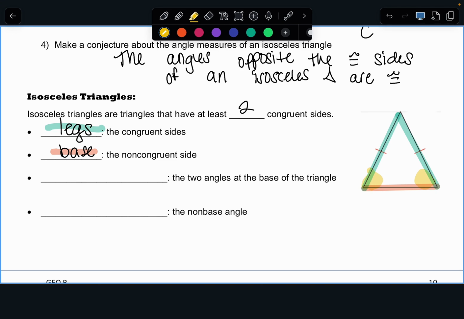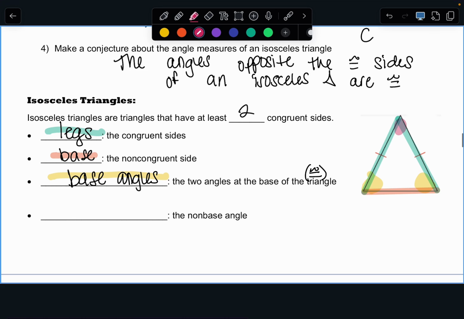The 2 angles that are always congruent, we call those the base angles. And again, they are congruent. And then the last angle, the one at the top, the non-congruent angle, we call the vertex angle. No, I know, it makes sense for it to be leg angle, but it's not. It's the vertex angle.